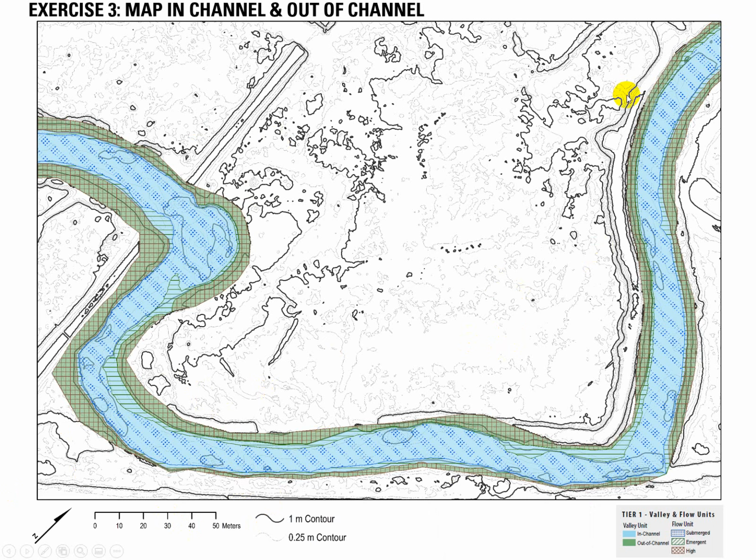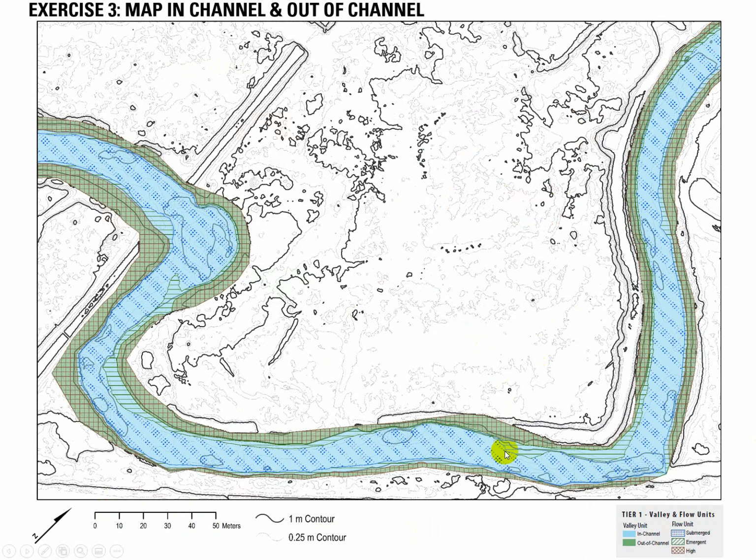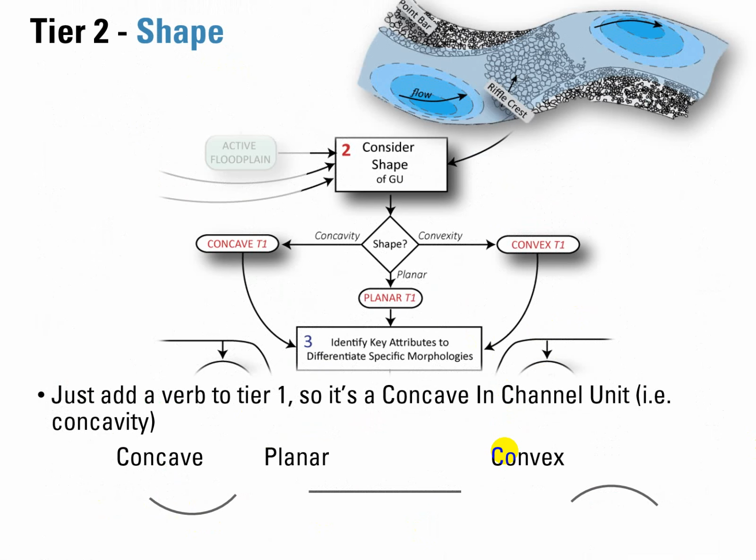Now actually your green would extend all the way across this whole thing, right? But here's the in channel, okay? So that's tier one, right? That's basically you've done this piece, okay? And we're kind of trying to imagine one of these riffle crests, all right? So let's go to tier two, right? The shape.